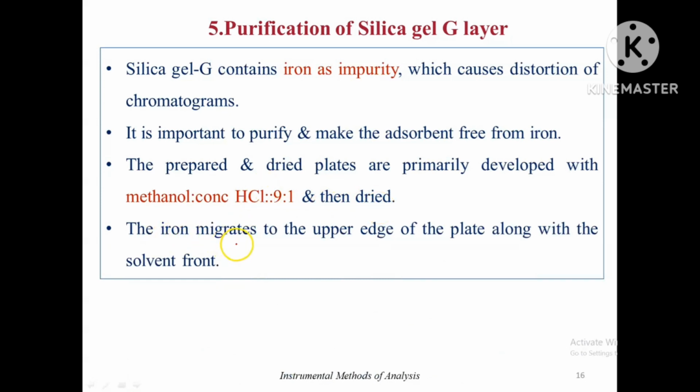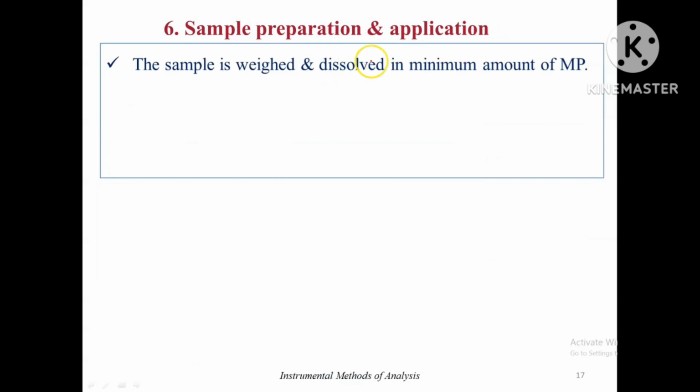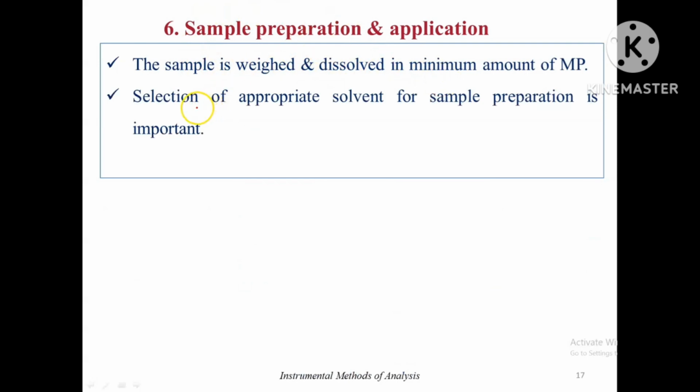By doing so, the iron impurity present in the adsorbent layer will migrate to the upper edge of the plate along with the solvent front. In that way, that will not cause any distortion in the chromatogram. The next step involved is sample preparation and sample application. The sample is weighed and dissolved in a minimum amount of mobile phase. Selection of an appropriate solvent for the sample is very important. Always dilute solutions are preferred for TLC.